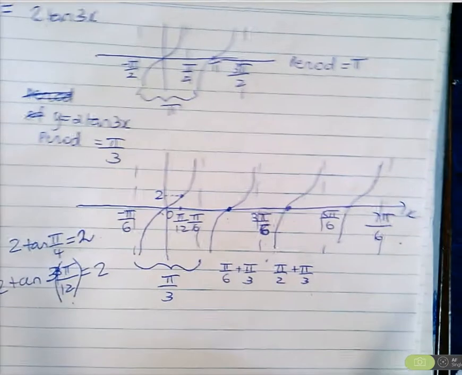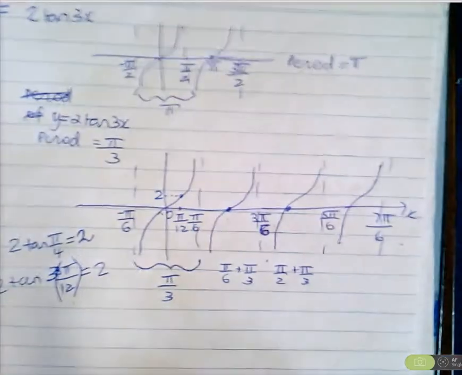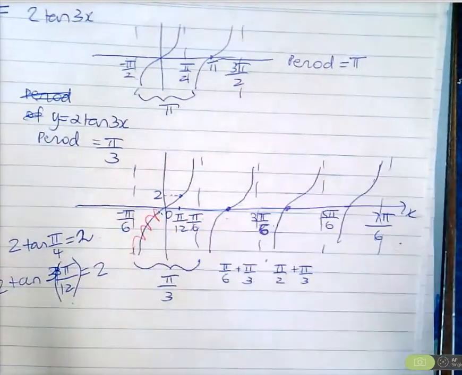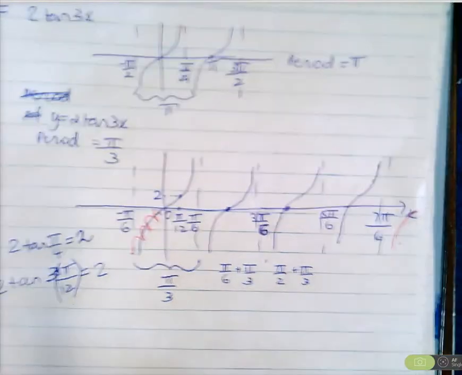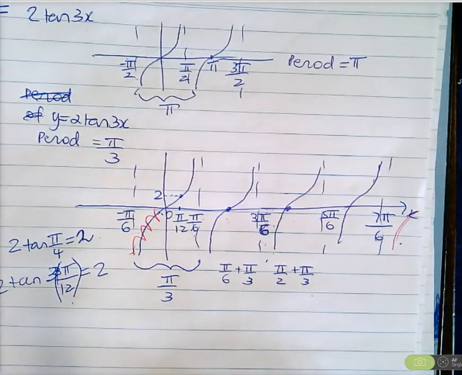Okay? And you'd have to keep going. What we don't need is this. And you just keep going until, I think the last bit will be one of those. You keep going till 12 pi on 6, which is 2 pi.